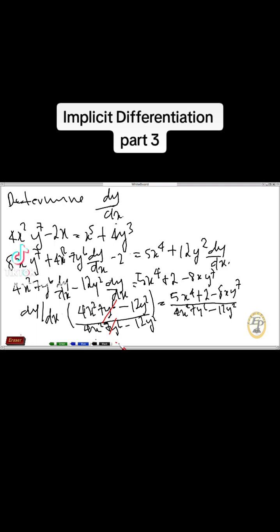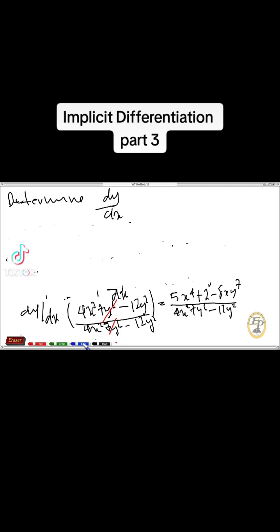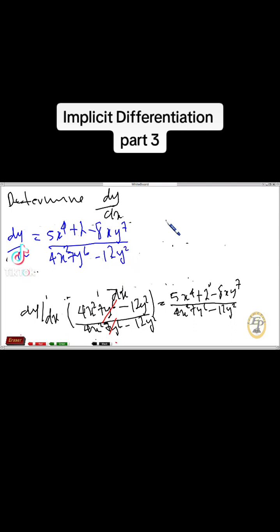Okay, let me create a space. Let me use a different color just to see the variation. So therefore my dy/dx will be equal to 5x to the 4 plus 2 minus 8x y to the 7, all being divided by 4x squared 7y to the 6 minus 12y squared.